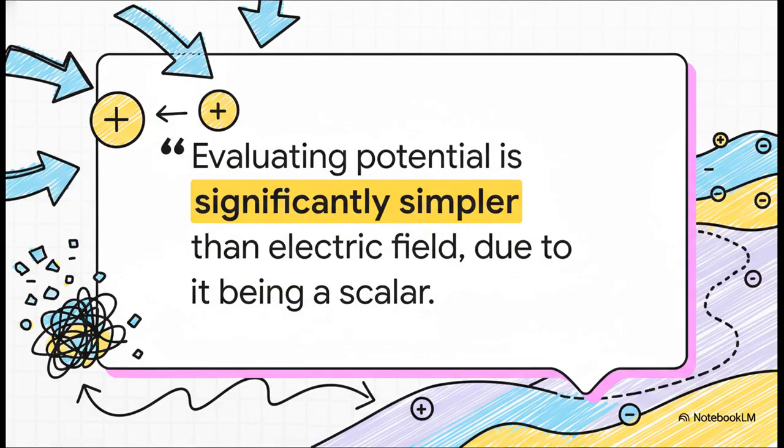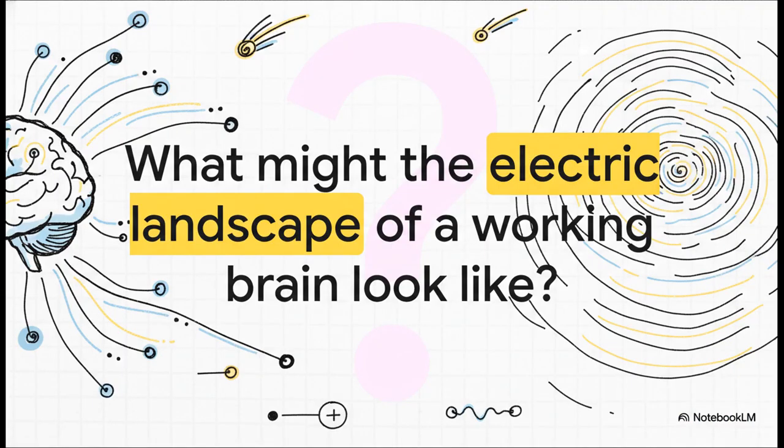And hey, don't just take my word for it. The source material says it perfectly. The real power of potential is its simplicity. By swapping out the complexity of vectors for the ease of scalars, we just unlock a much, much better way to understand physics. We've seen how to map this landscape for points, for dipoles, and for wires.